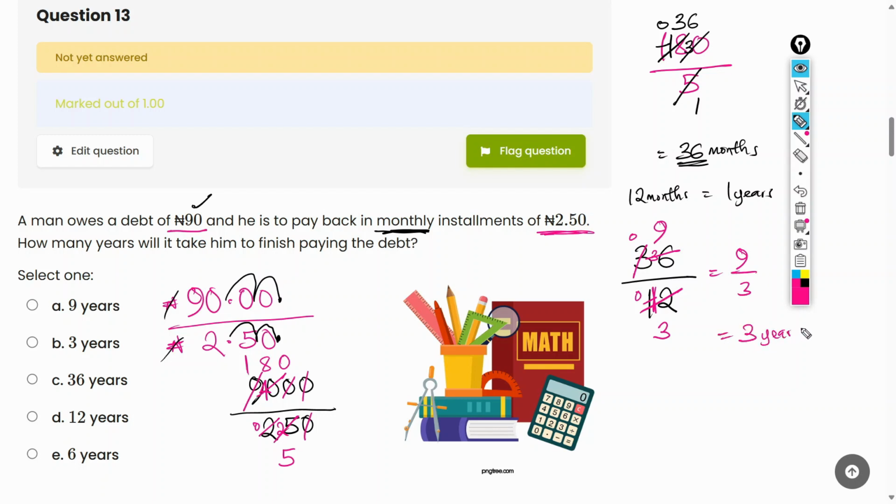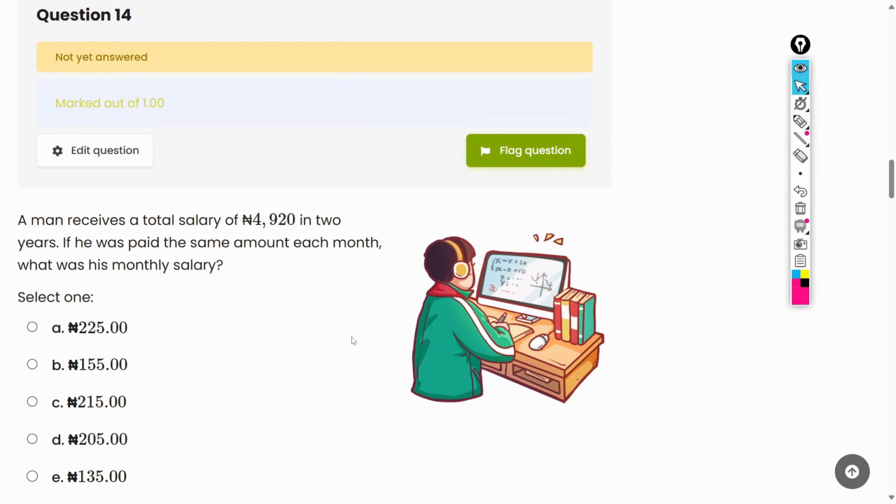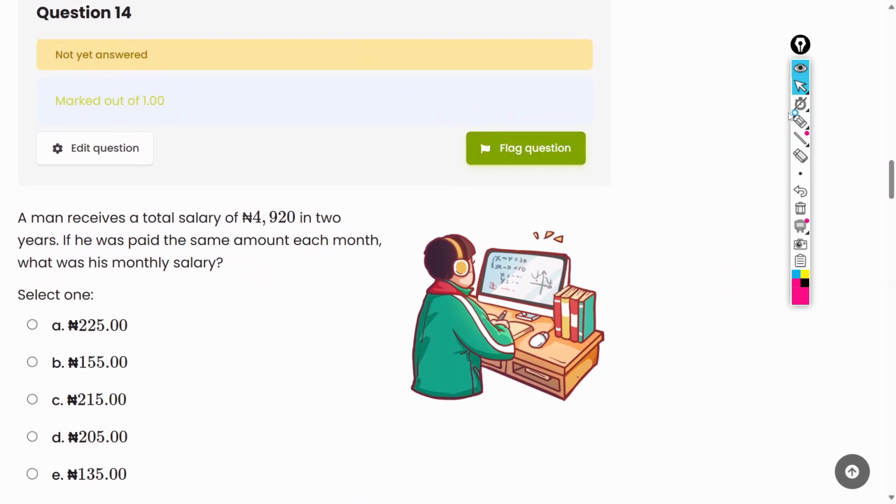So 3 years. So it means that he will keep paying 2 naira 50 kobo every month for 3 years to be able to pay up his debt. That's here. Question 14. A man receives a total salary of 4,920 naira in 2 years. If he was paid the same amount each month, what was his monthly salary?